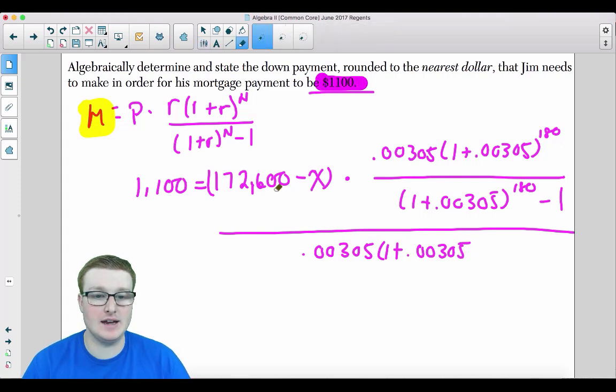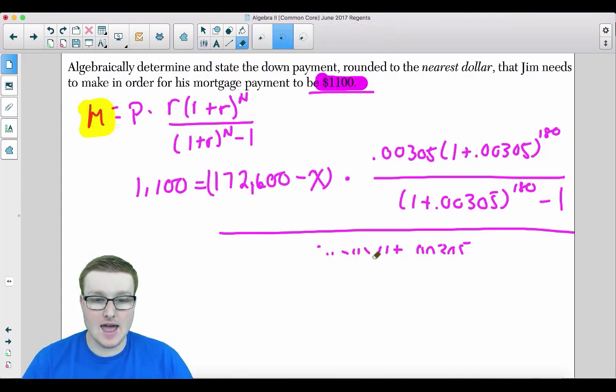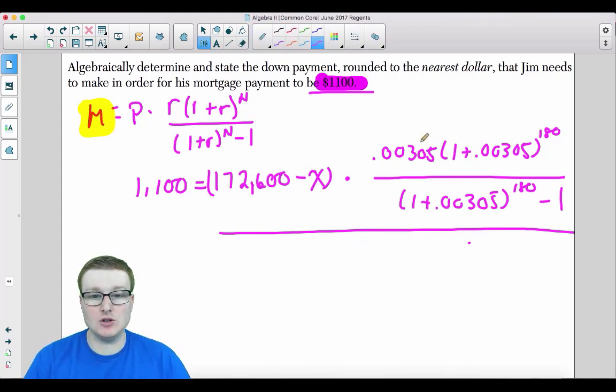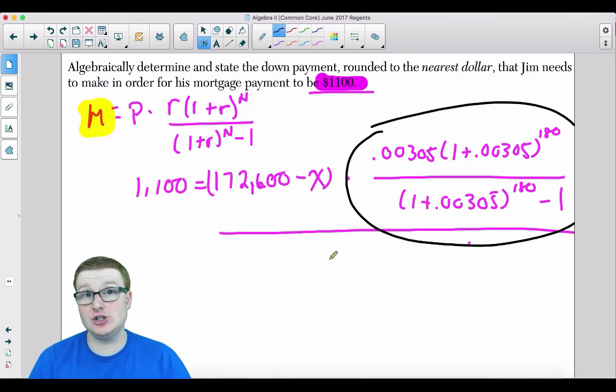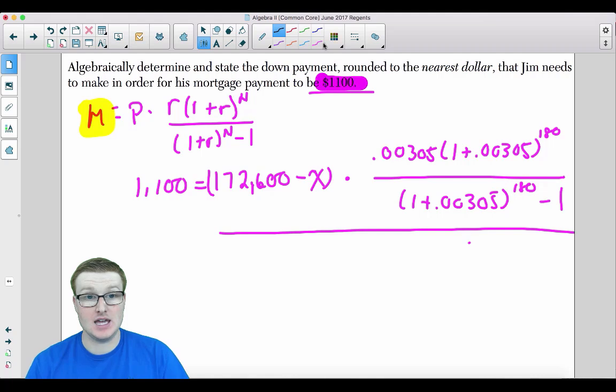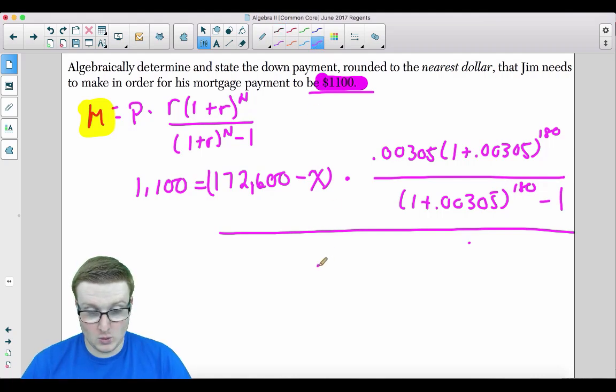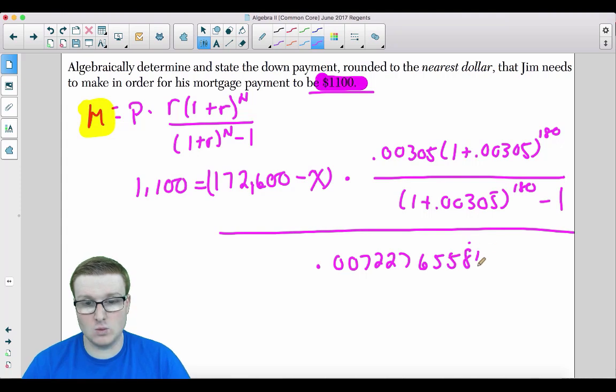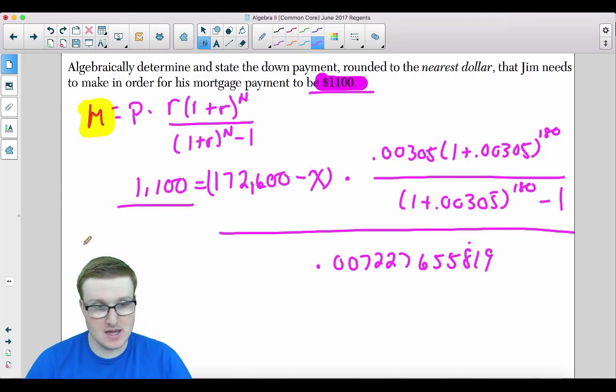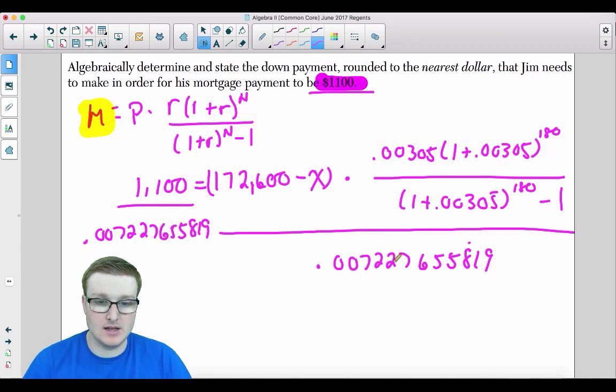Actually, you know what? Heck with that. I'm not even going to do it. I am going to tell you what this is as a decimal. If you actually type this into your calculator, you're going to get a decimal, and your decimal is 0.007227655819. It's just so much easier to write for me on the video. All that cancels with this.